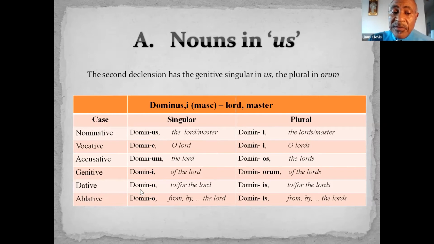And then the dative is domino. Okay, so the US becomes an O. And the plural for the dative is dominis. Okay, 3 vowels, so 3 syllables. Dominis, to or for the Lords. And then the ablative is the same. So it's domino, by, from, with the Lord, and dominis, by, from, and so on, the Lords.